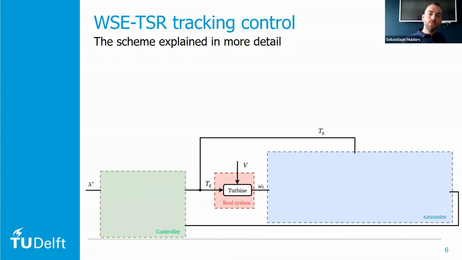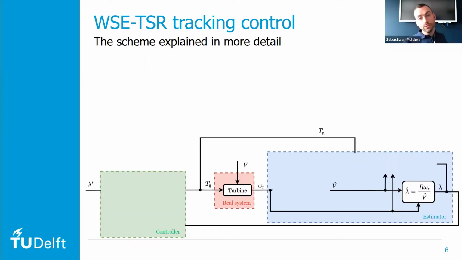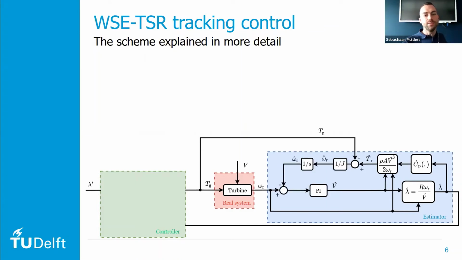So let's dive a little bit into more detail on what is inside this controller and this estimator. The estimator effectively wants to make an estimate of your effective wind speed, so V hat. With this V hat and the measured rotor speed, we can make an estimate of the tip speed ratio, lambda hat, and then having some nonlinear model inside of our estimator of our real system, we can make an estimate of our estimated aerodynamic rotor torque. And then we close the loop, we have some integrators, we have a PI controller, and we use some signals from the real system, so the generated torque and the rotor speed, to eventually close the loop and end up with this V hat, this estimated effective wind speed.